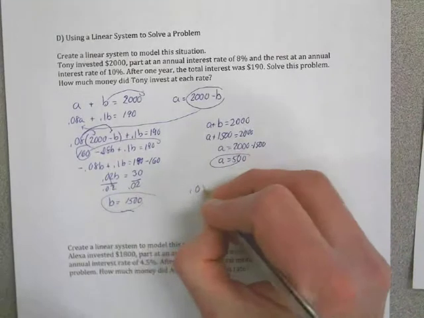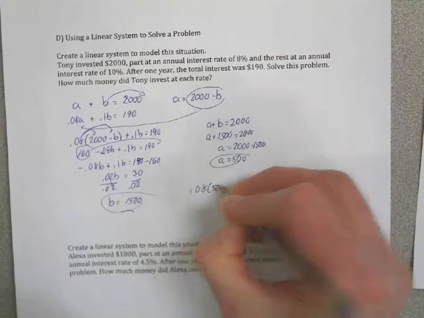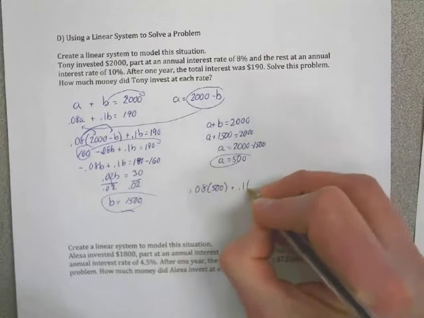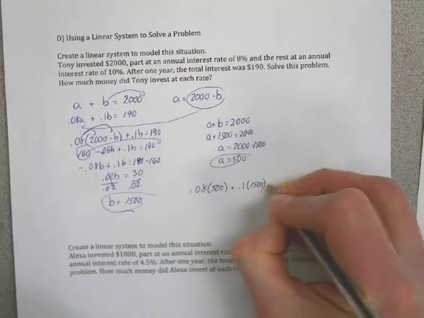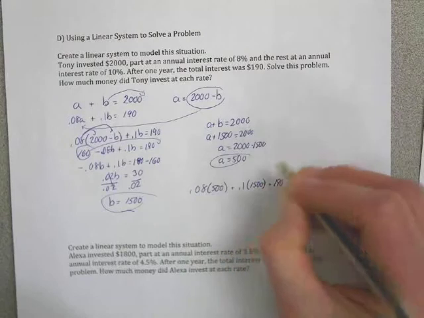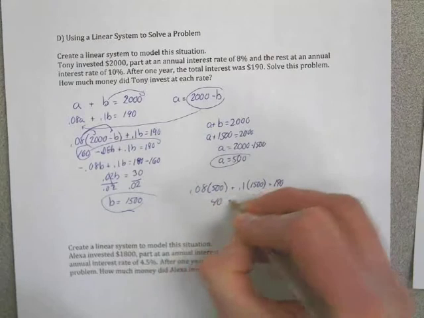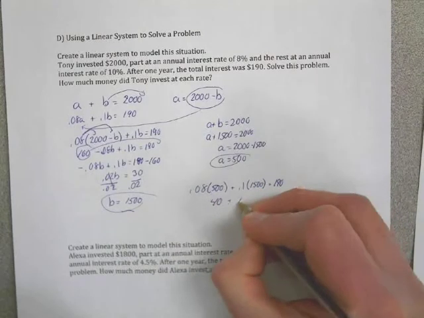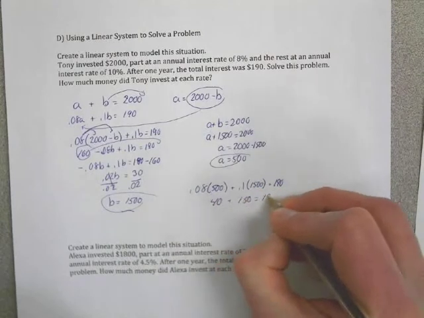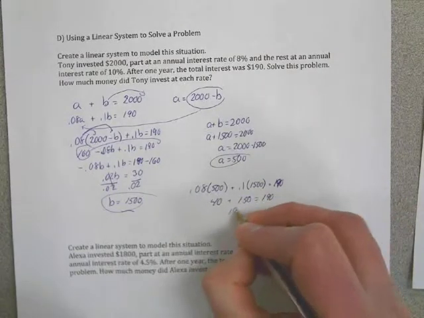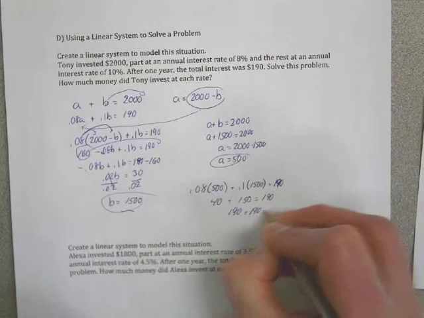So 0.08 times 500 plus 0.1 times 1,500 is equal to 190. 0.08 times 500 is 40. 0.1 times 1,500 is 150. That equals 190. Sorry, it's 190, and 190 is equal to 190.